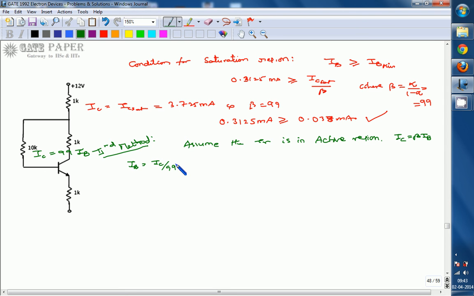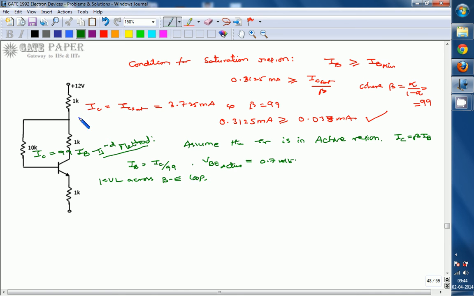Okay, and we should know the standard values. VCE active we don't know. VCE active always should be greater than 0.2 volts, and VBE active for silicon is 0.7 volts. So now apply KVL across base emitter loop.